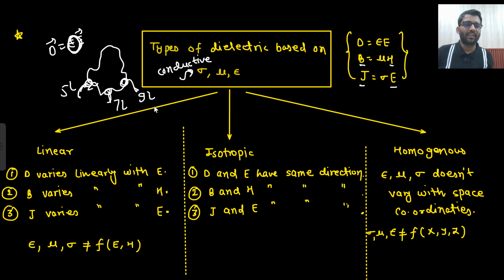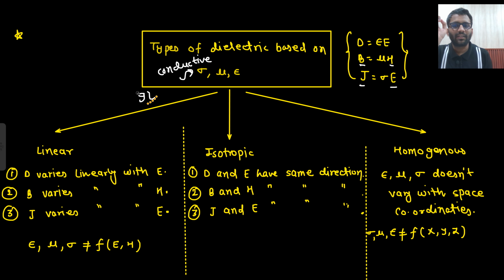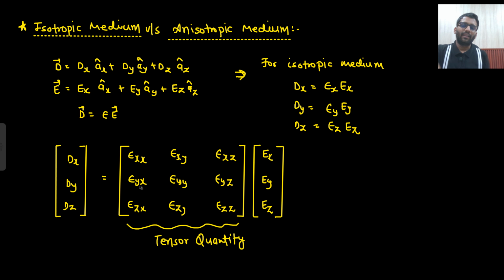Same goes for epsilon. Epsilon is a tensor quantity, not scalar. So with respect to different directions, it can have different values. Like in xx direction, it has epsilon xx value. In xy direction, it has epsilon xy value. In xz direction, it has epsilon xz value. So it can have different values in different directions. With respect to three axes, it can have 9 values.